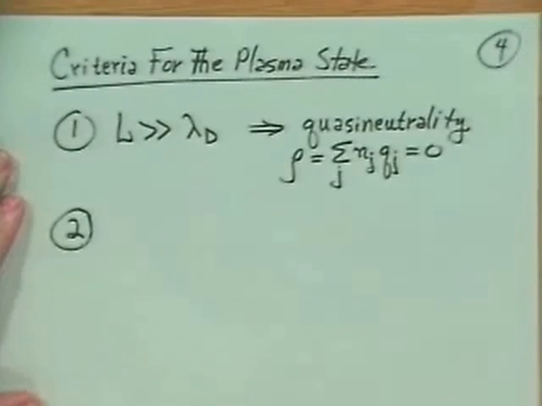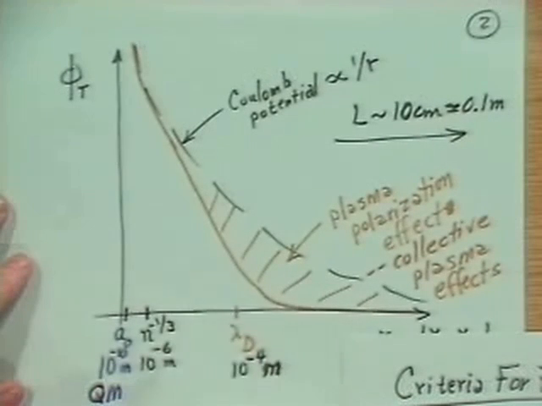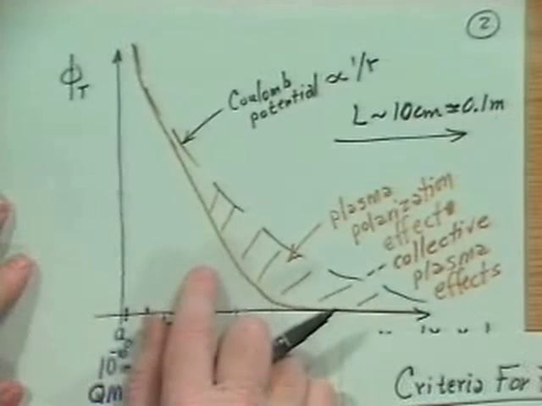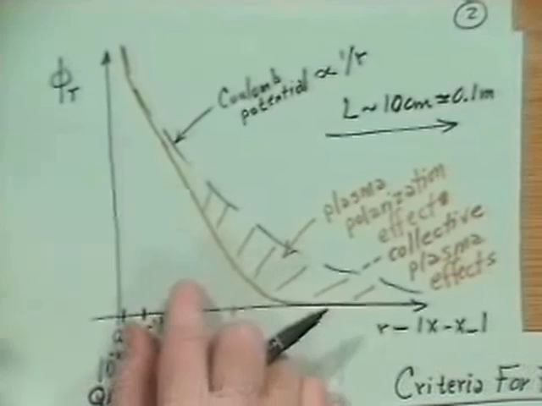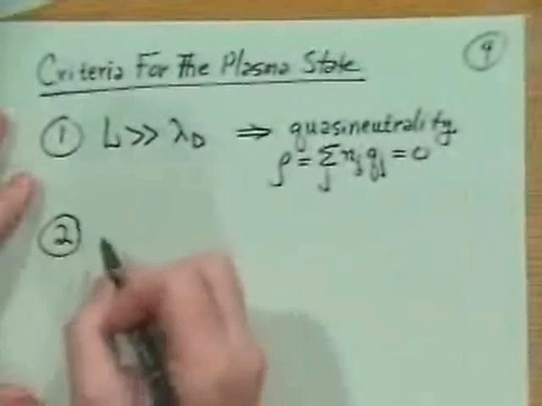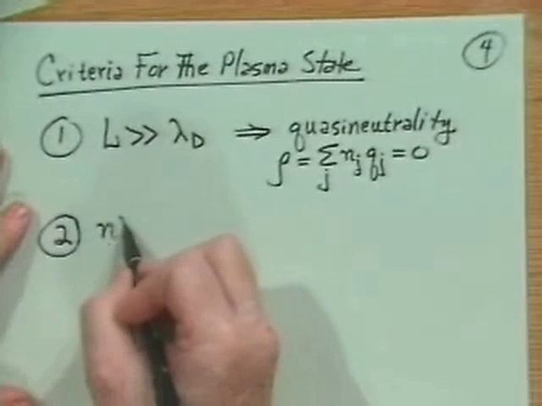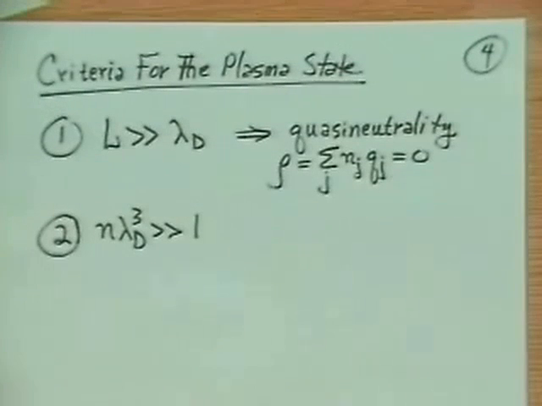Okay, now another criterion is that inside this collective interaction distance of the Debye length, if we really only had two particles inside of there, then we just have that two-particle interaction. But it's a collective interaction because the interaction is with many particles within the Debye sphere. So because of that, we also have to have as a criterion for the existence of a plasma that we have many particles within a Debye sphere.